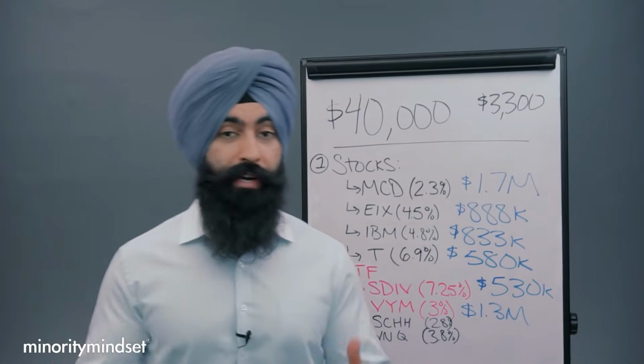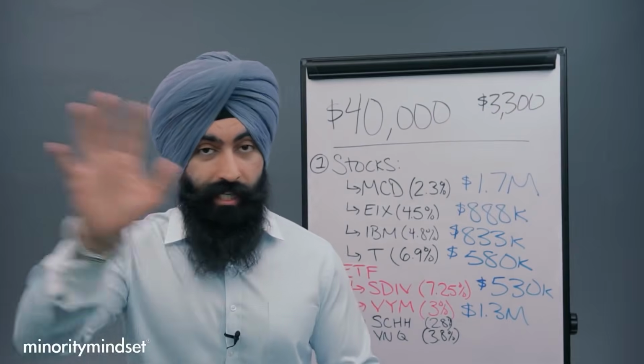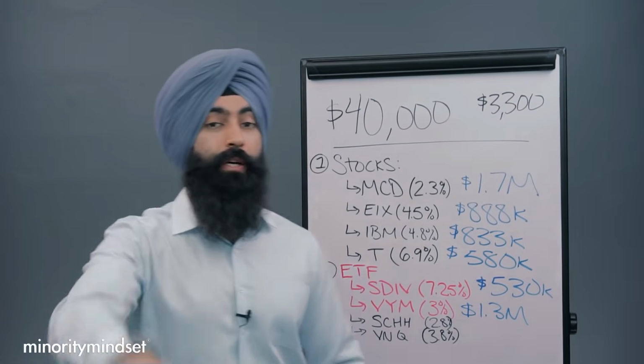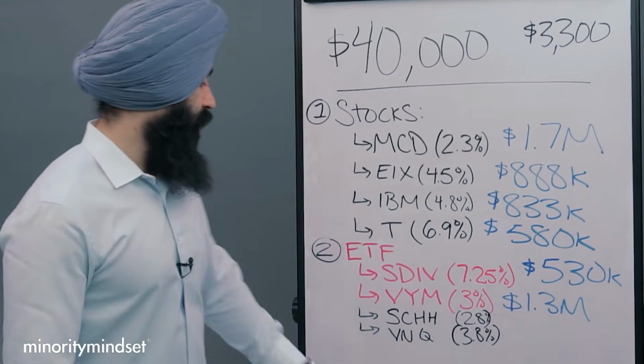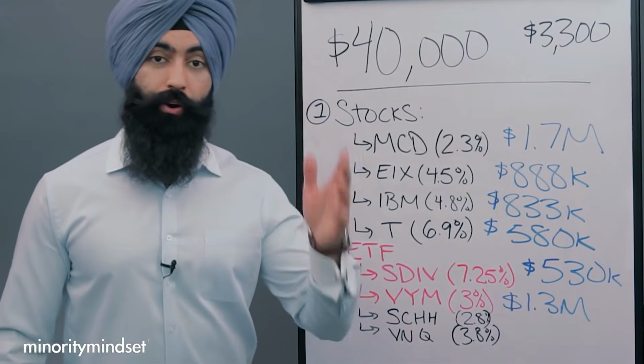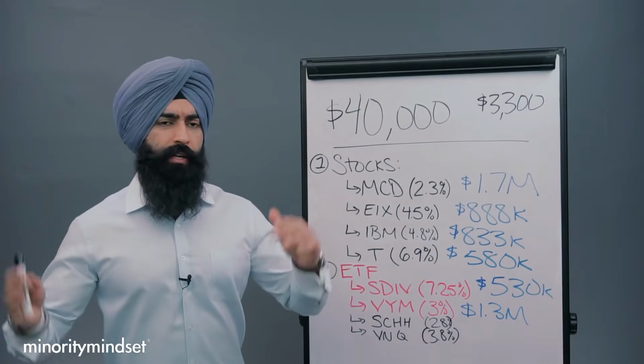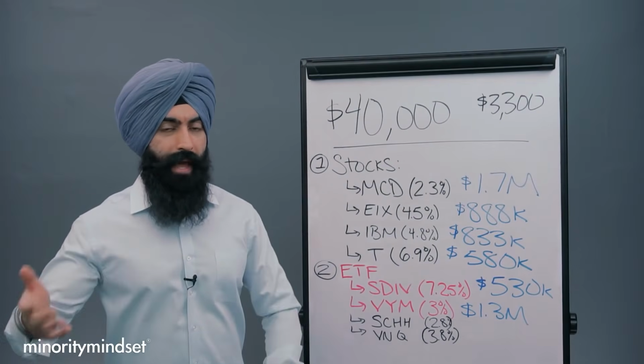A couple of examples of REIT ETFs that give you exposure to a basket full of different REITs. Again, I'm not telling you what to invest in, these are just examples: SCHH, the Schwab REIT ETF, and VNQ, the Vanguard REIT ETF. When I say Schwab and Vanguard, these are just different companies that create and manage these ETFs.